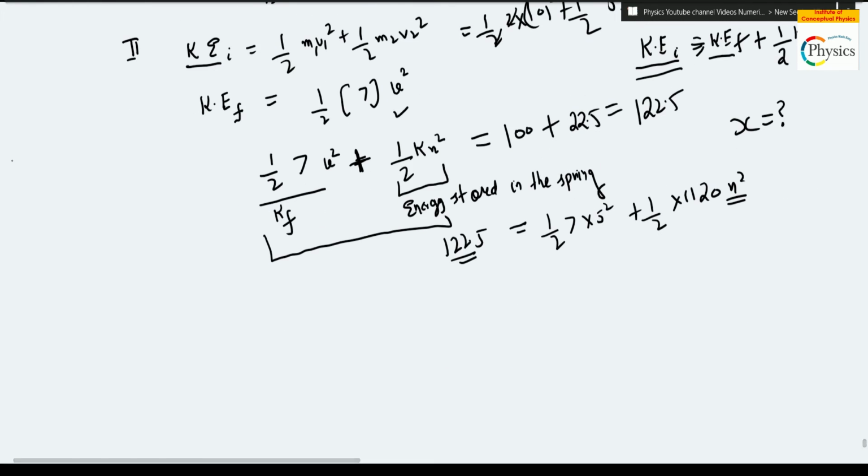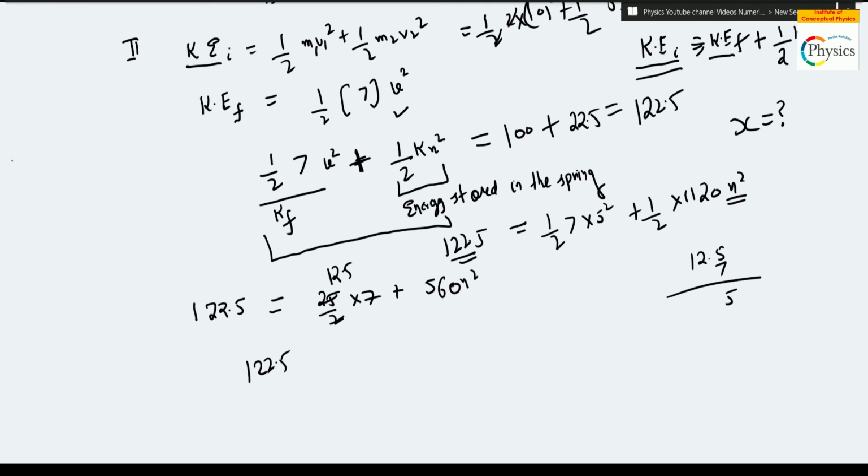So this is 122.5 is equal to 25 by 2 multiplied by 7 plus, right? Half of 1120 is 560 x square, right? So 122.5, 12.5 multiplied by 7. 5 sevens are 35, 7 twos are 14, 17, 1, 87.5. This is 87.5 plus 560 x square.